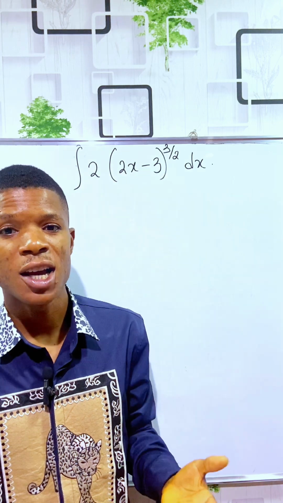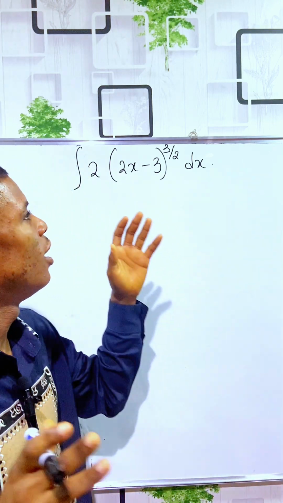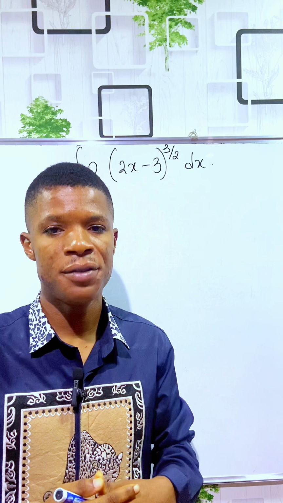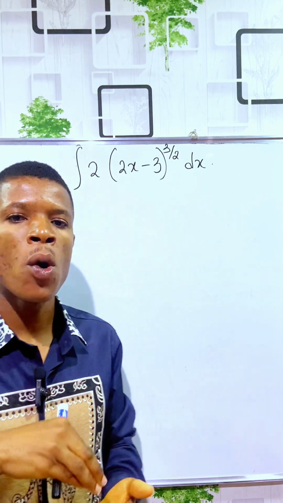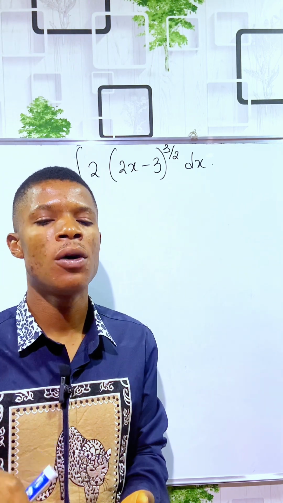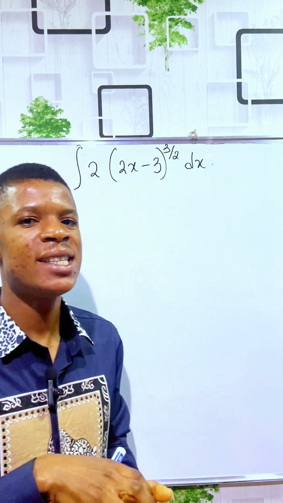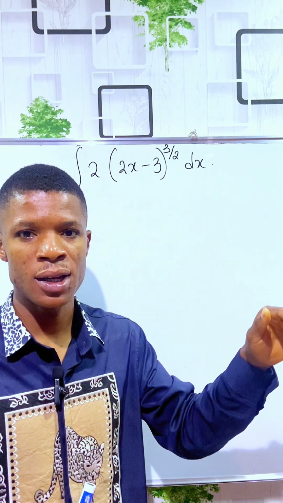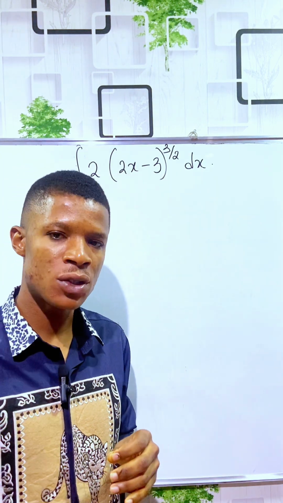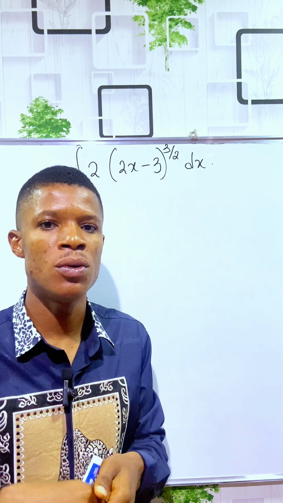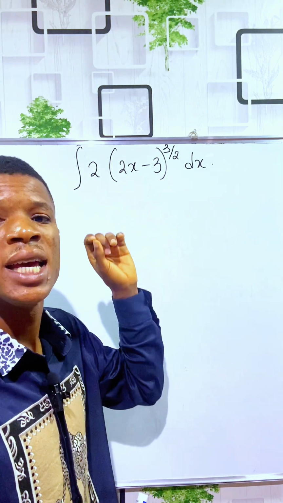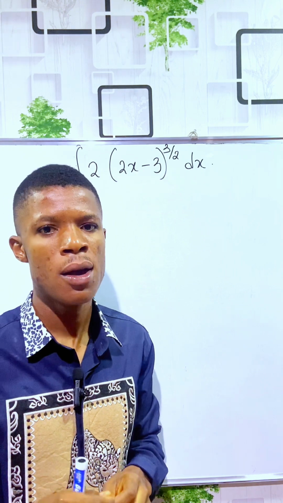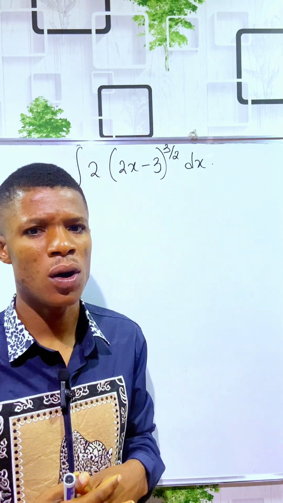Welcome. This is the second question on the u substitution form of integration. We make use of u substitution when the integration doesn't go directly. So we apply substitution and a change of variable so that we are able to integrate the function. So how does u substitution work?